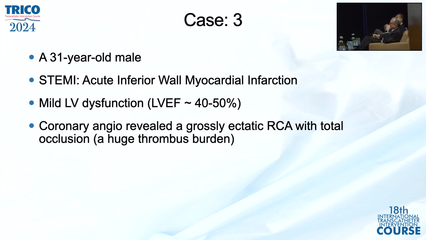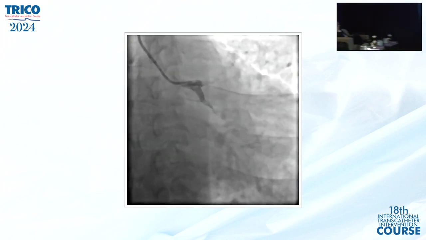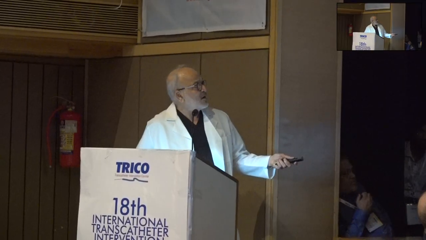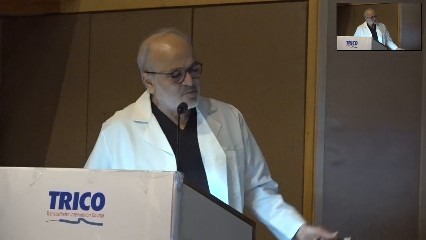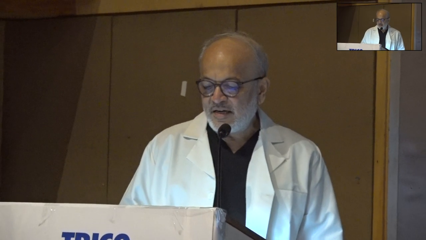It's a 31-year-old male, STEMI, acute inferior wall MI, mild LV dysfunction, and coronary angio revealed a grossly ectatic RCA with total occlusion, a huge thrombus burden. The left system shows a healed dissection in the obtuse marginal, and the right is like this.